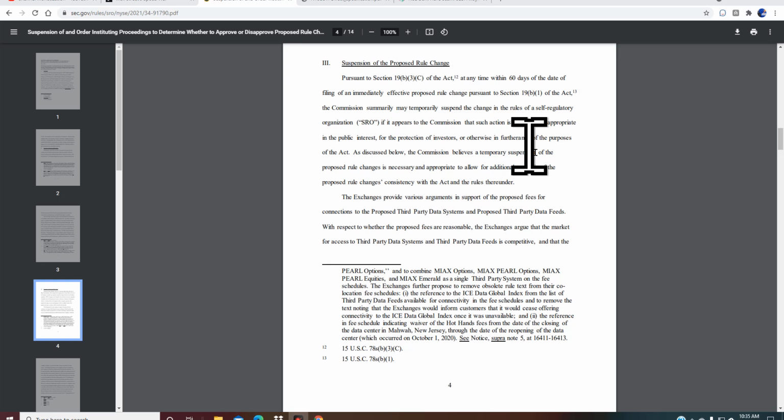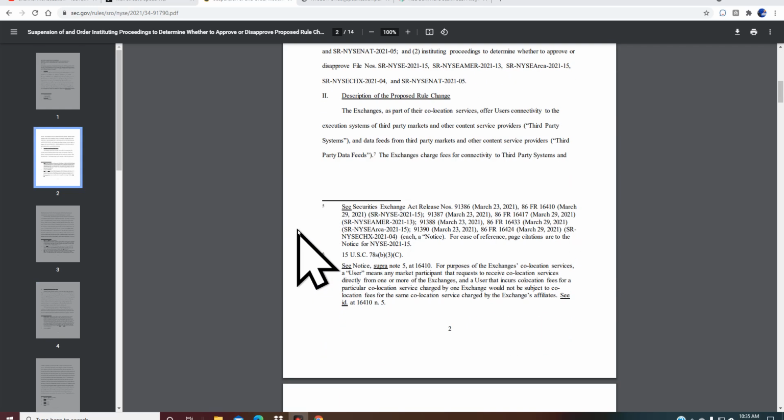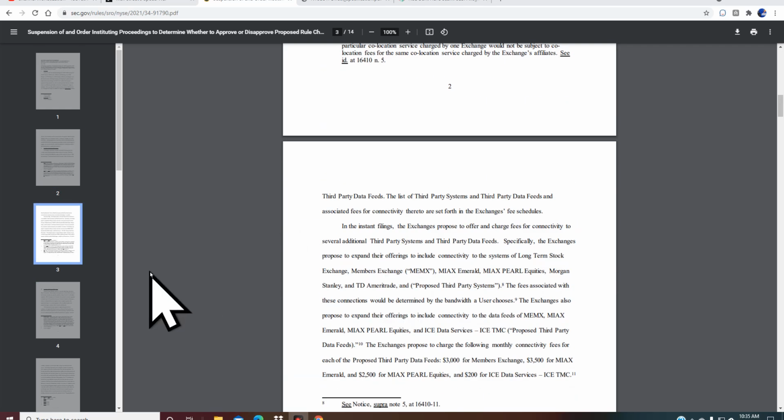Now, obviously, the NYSE seems to need these services because otherwise they wouldn't be so desperate as to file over and over again trying to keep them. And where the connection lies is if you look at the third-party data systems in the filing, we got NYSE Chicago, NYSE, and then as far as the third-party data systems, we have MIAX Emerald, MIAX Pearl, Morgan Stanley, TD Ameritrade. Now, I wanted to pay attention solely to the data feeds because, as we know, dark pools operate using data feeds. So that means we're going to look at the MIAX Pearl equities, ICE data, and then MIAX Emerald.